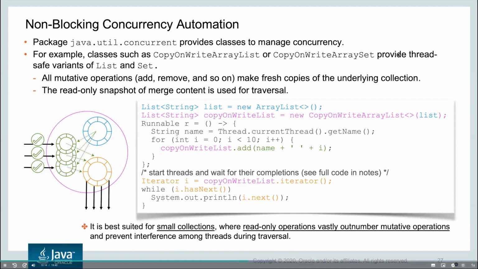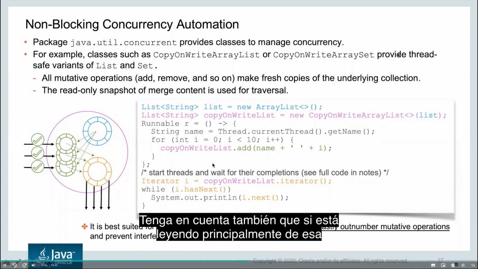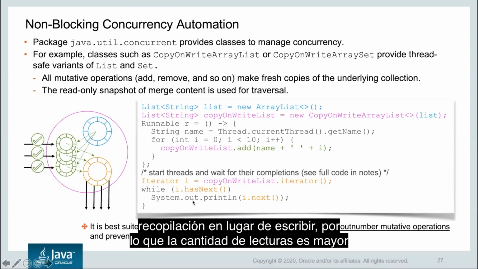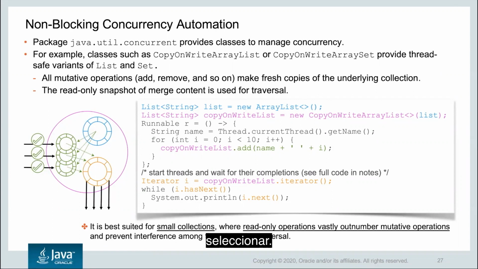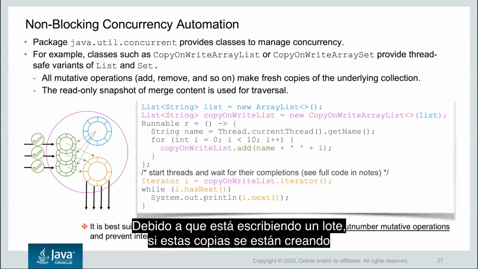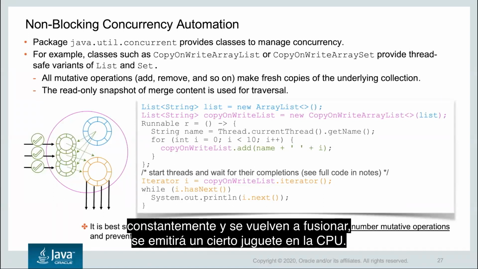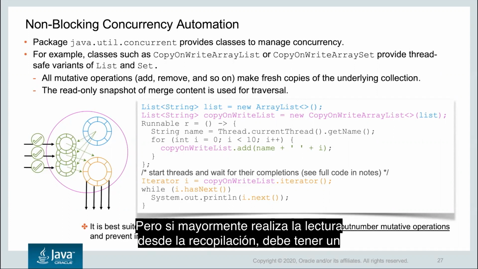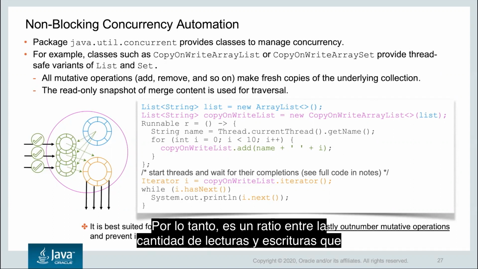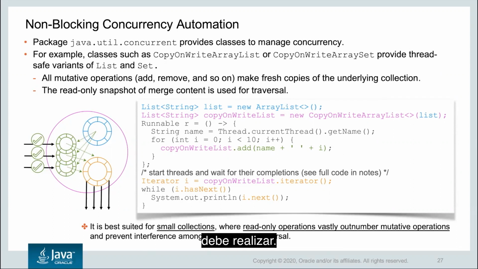Okay. Also consider that if you're mostly reading from that collection rather than writing, so the amount of reads is greater than the amount of writes, that's probably the approach that you should select. Because if you write a lot, having lots of these copies being constantly created and merged will again exert a certain toll on your CPU. You will be wasting resources on that. But if you're mostly reading from the collection, then performance-wise, you should be okay, right? So it's a ratio between the amount of reads and writes that you need to perform.